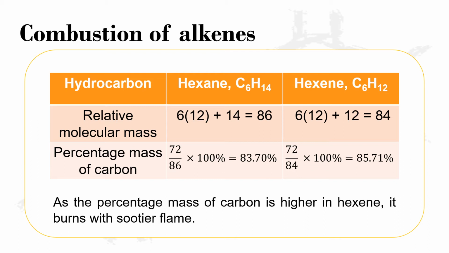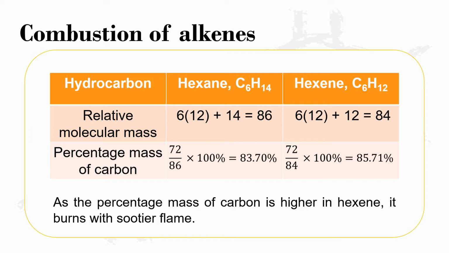One is hexane, one is hexene. So you need, just now you have known that the percentage of carbon contained in alkene is higher than alkane. So how do you determine this? You need to find the relative molecular mass for both hexane and hexene first. Then you calculate the percentage mass of carbon.